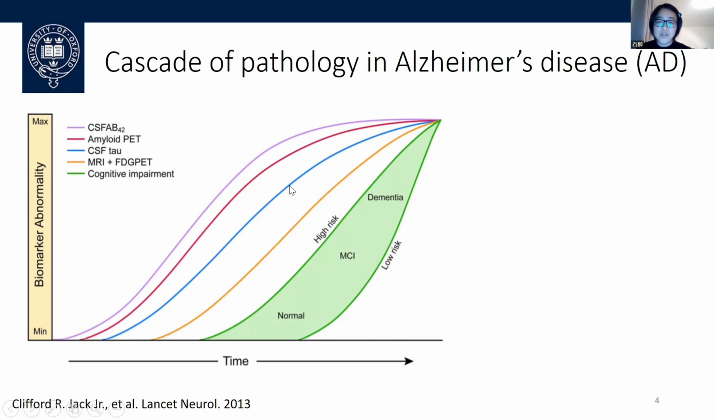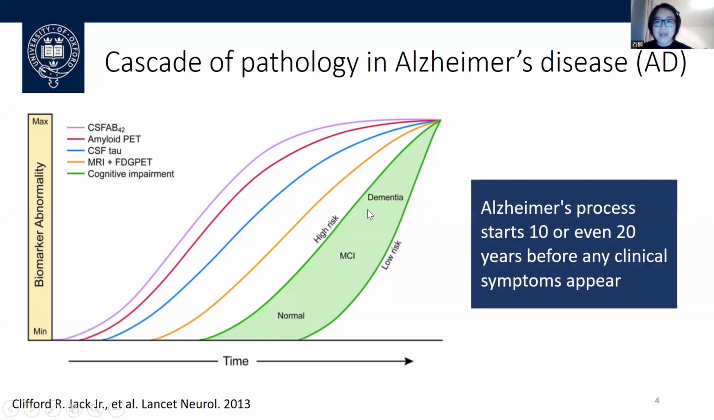The blue color shows the tau pathology in cerebrospinal fluid. The orange color shows the MRI measurement, which means the neurodegeneration, whether the brain has shrunk or not. The green color shows the clinical diagnosis using cognitive measurements, memory measurements, and so on. As you can see, the clinical diagnosis ranges from cognitively normal individuals to MCI, a stage between normal and dementia patients.